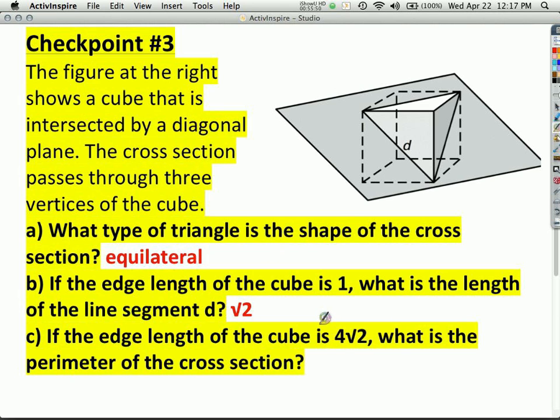If we change the scenario and said that the edge of the cube is 4 radical 2, what's the perimeter of the cross section? I got student 3 and student 8. Student number 8. Comes out to 24.